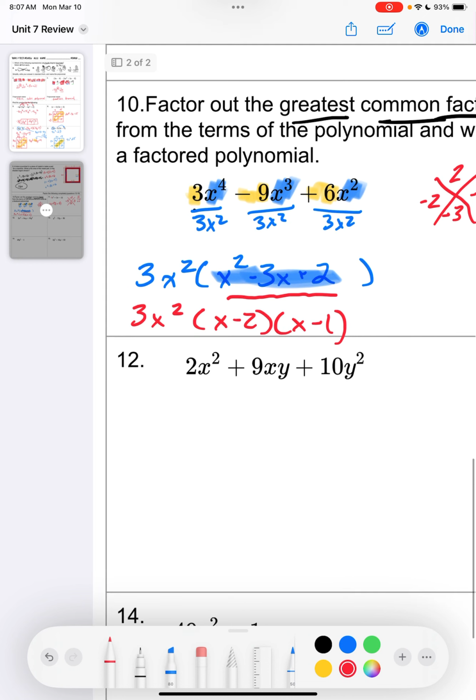In 12, a isn't 1. So we're going to look to see, is there a GCF? 2, 9, and 10. There is not. X's only in 2 spots, and Y's only in 2 spots. So no GCF, which means we're going to use Xbox style.